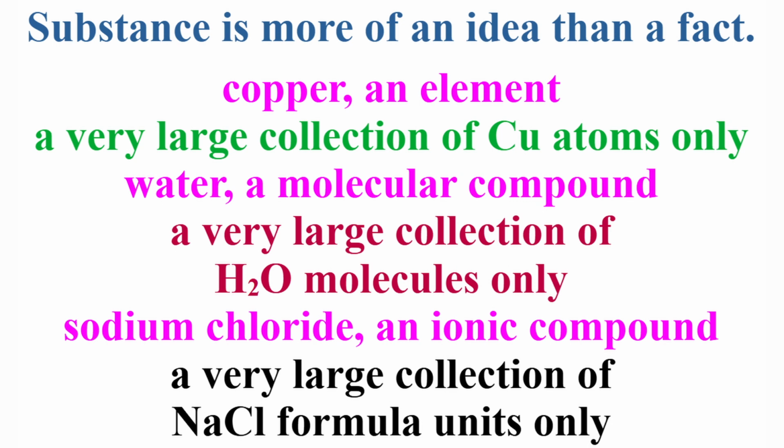Similarly, sodium chloride, which is an ionic compound, means just a very large collection of sodium chloride formula units only, where each unit is made up of one sodium cation and one chloride anion. No other kind of particles is present in that collection. This has the immense power of making our discussion of chemistry extremely efficient.